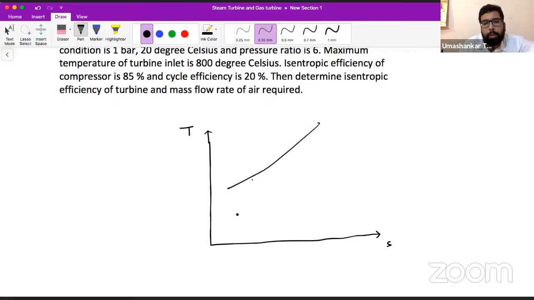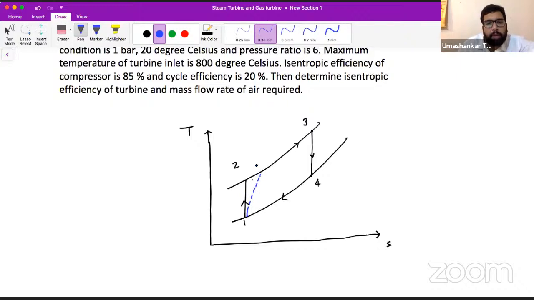So we have again two pressure lines. Let us quickly make the diagram. So this is the ideal cycle. Now let me say something here. When isentropic efficiency is in place, we have this 2 dash also. So this blue line is representing the actual compression, and this blue line in the turbine section is representing the actual expansion.